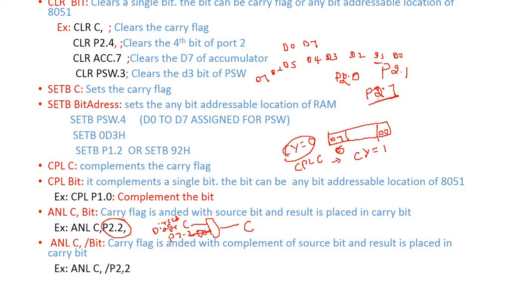For example, what is there here? We need C, and then the port we have is P2.2, that is the D0, D1, D2 pin of this. So that we need to complement. It will complement, and then it will do the AND, and the result will be stored in C. Okay, clear now, right?